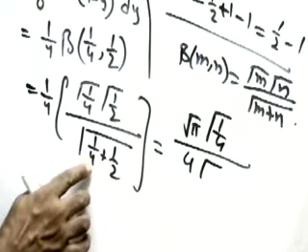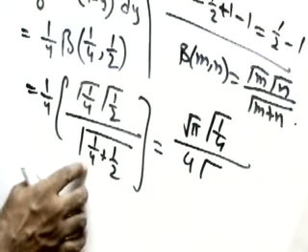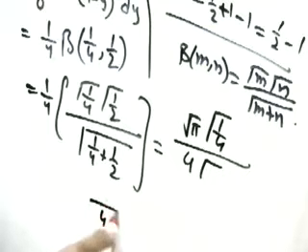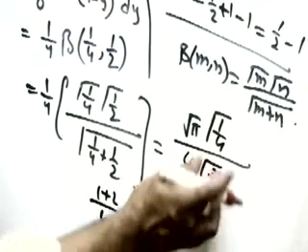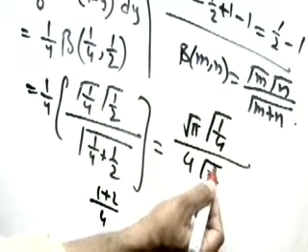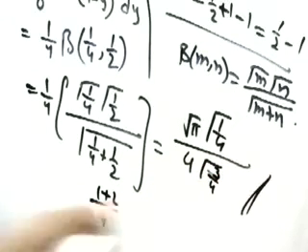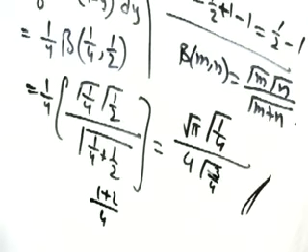This 4 I am writing here, into gamma of, if you add this one, half plus 1 by 4 will be 3 by 4. We take LCM 4, 1 plus 2, 3 by 4. So gamma of 3 by 4. So this is the answer.